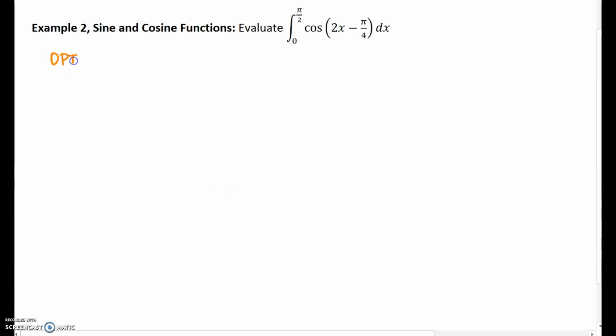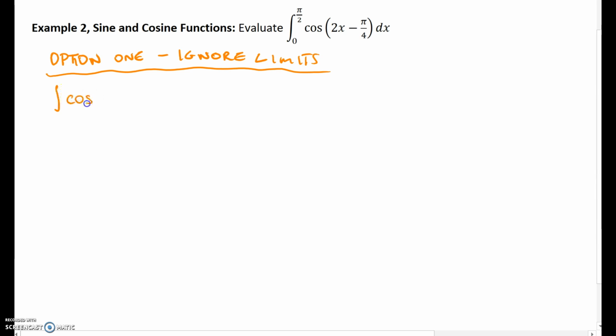So option 1 we said was to ignore the limits. Okay. Option 1 is to ignore the limits. So if we do that, we're going to have the integral of cosine of 2x minus pi over 4 dx. Again, ignoring the limits. So let u equal 2x minus pi over 4.